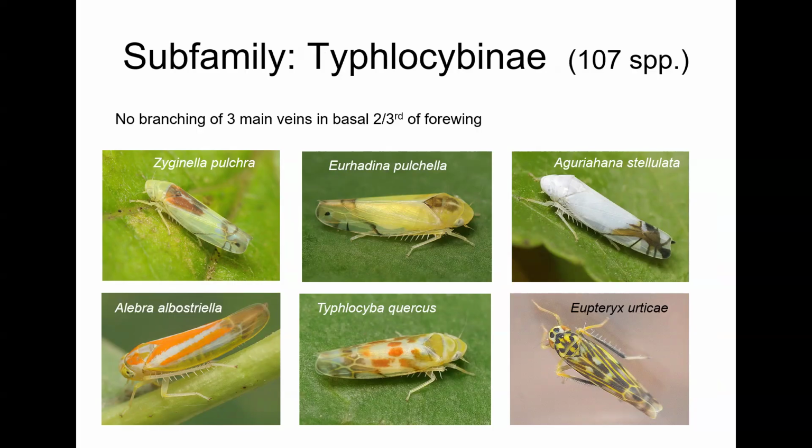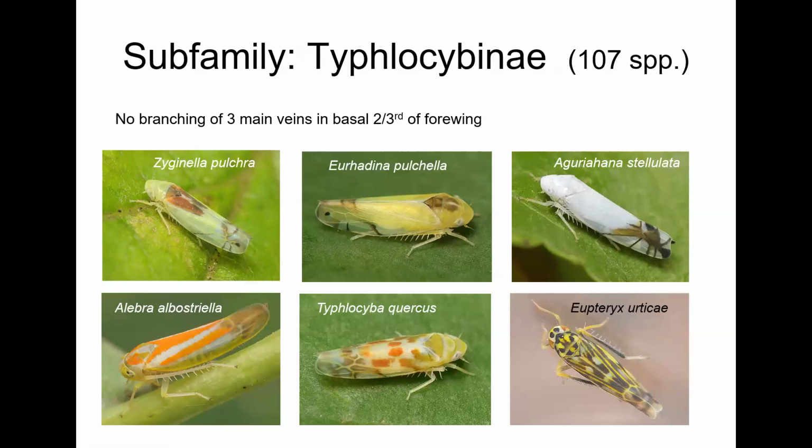They are distinguished from other leafhoppers by virtue of the fact that three main veins in the forewing are not forked or branched at all in the basal two-thirds. So you can perhaps see that best in this one in the bottom right here, where you can see the three main veins, radial, median, and cubital vein there, which are unbranched until they get towards the tip.